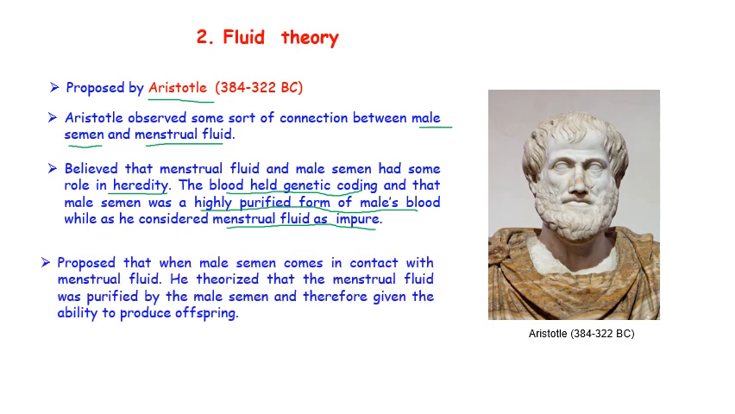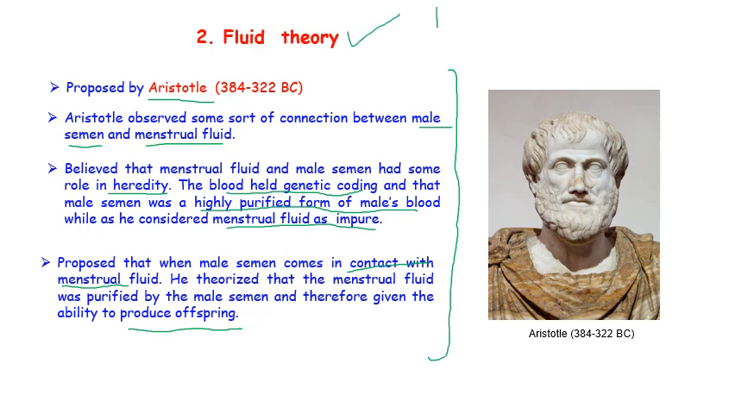Then he believed that the semen comes in contact with the menstrual fluid, and it is the semen that gives the menstrual fluid the ability to produce the offspring. So there were several points on which the fluid theory of Aristotle was based.